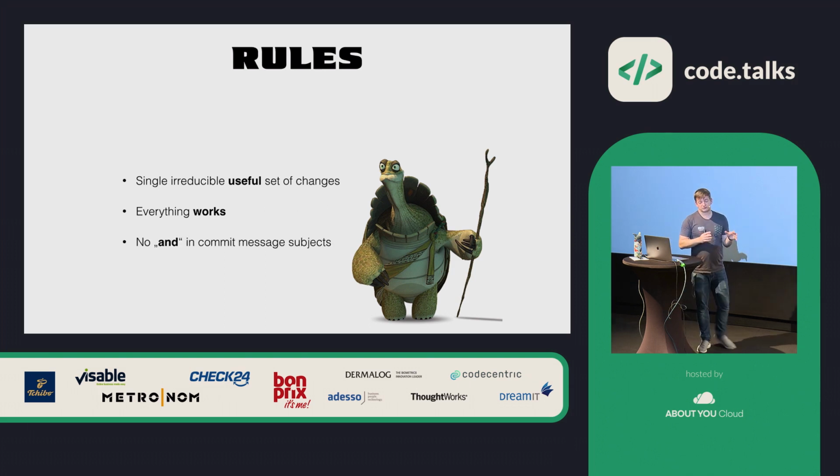And a nice rule of thumb is don't use the word "and" in commit messages. Just don't. If you have to use "and", that's most of the time telling you, okay, that's not atomic. Maybe I have to split the commit up and do some things separately to make them atomic and more usable and understandable.